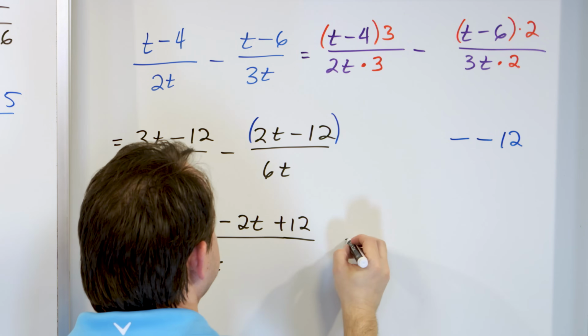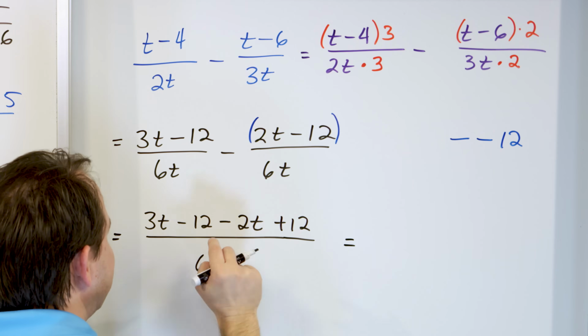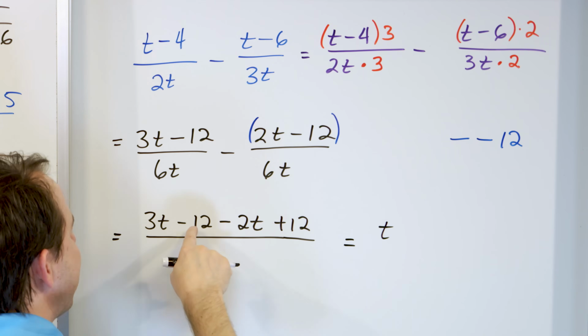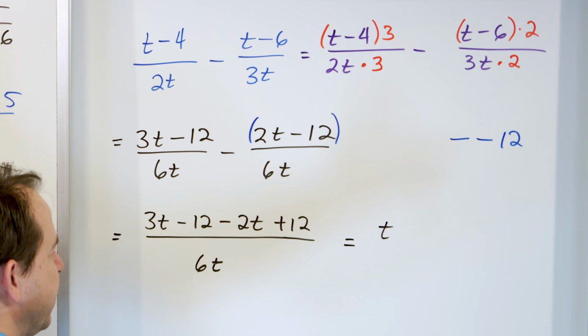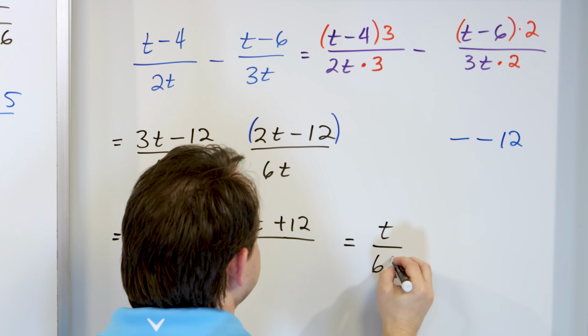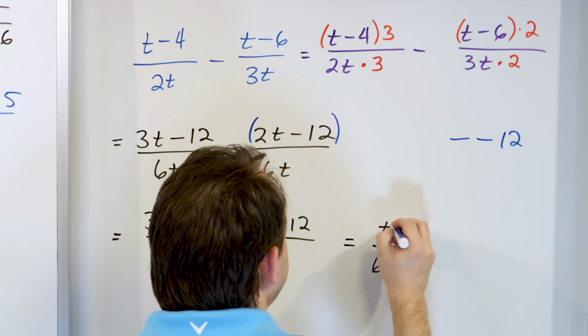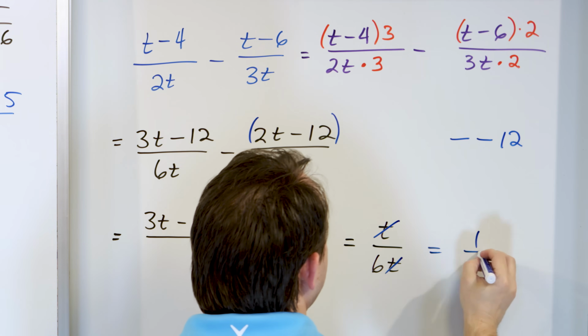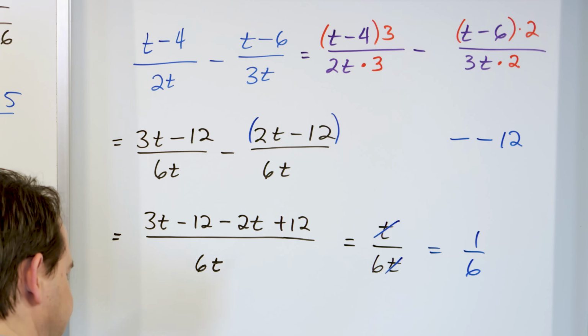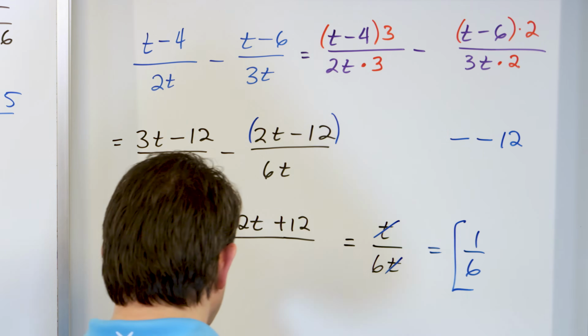All right, now what do we have? We have 3t minus 2t is going to give you t. We have a negative 12 and a positive 12, so it disappears completely. On the bottom, we'll have a 6t. And so then when you have t over 6t, the t's are going to cancel, and you're just going to have 1/6. And that's the answer, 1/6.